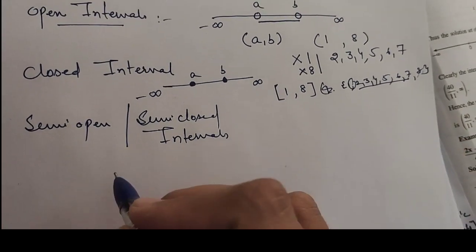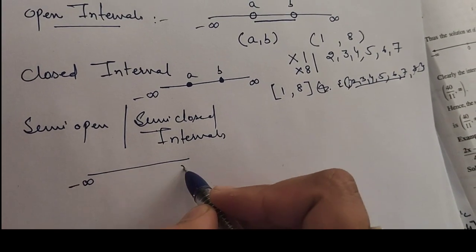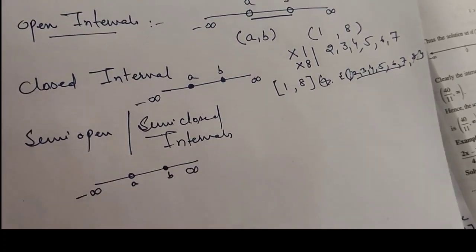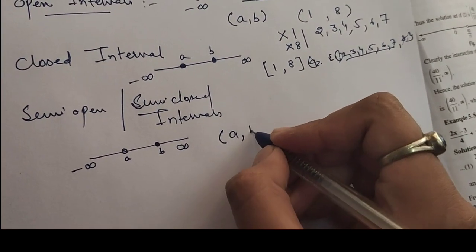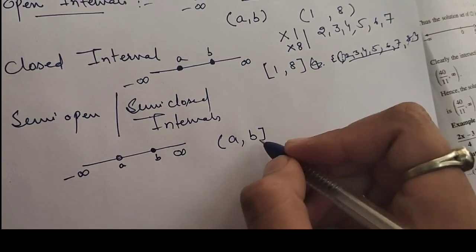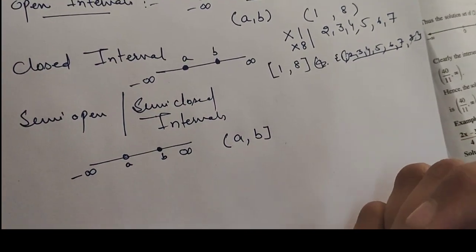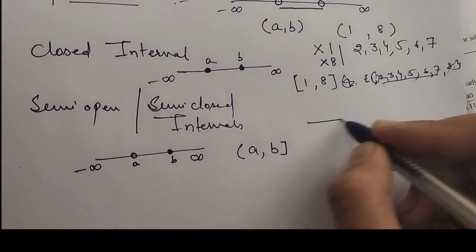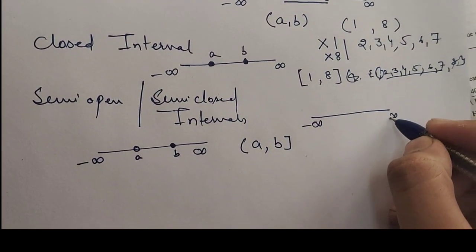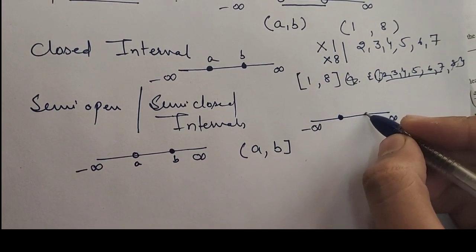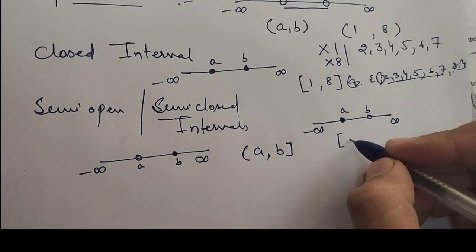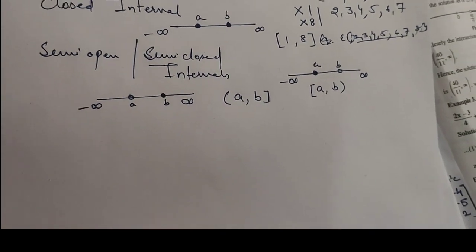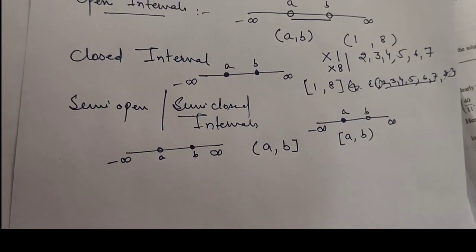Semi-open is like this. This means A is not considered but B is considered, and the numbers in between A and B are considered. Semi-closed is like this, with A and B. You can understand this.